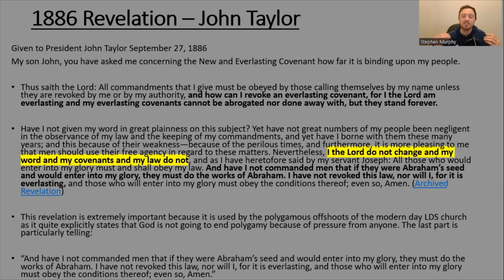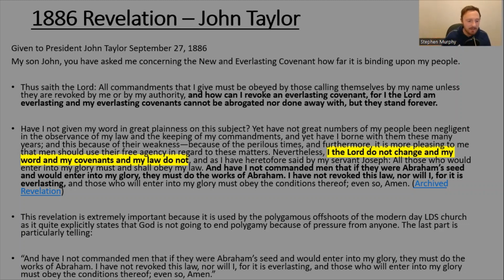So John Taylor, he's inquiring because they're having a lot of persecution, and he's inquiring about if they can stop the practice of polygamy. And the Lord is saying that this is an everlasting covenant, that it will stand forever, and that God can't revoke it.